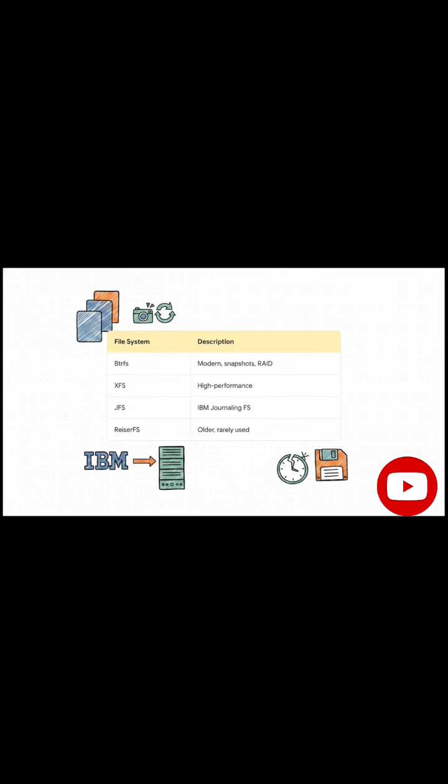If you need built-in RAID and instant snapshots, you're going to want a modern marvel like Btrfs. Managing massive enterprise-level storage, XFS is absolutely your high-performance workhorse. There's also JFS, developed by IBM, which is super efficient. And hey, while you probably won't see ReiserFS much anymore, it was historically a massive stepping stone for journaling tech.